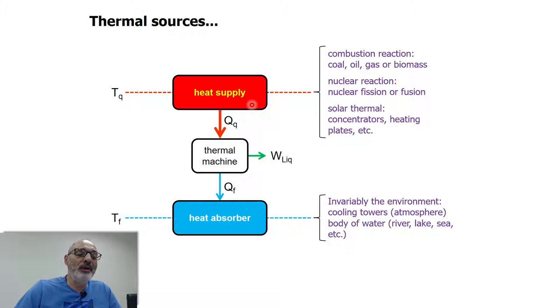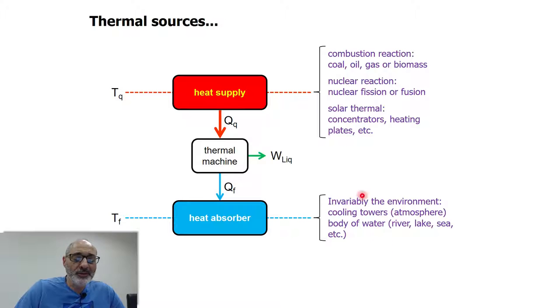The heat supply can come from a combustion reaction, as we are going to focus on in this class: coal, oil, gas, or biomass. These are all thermal power plants, but you can also have heat from a nuclear reaction or from the sun. We are going to have a specific class on this subject. When we talk about thermal power plants, the heat absorber is always the environment: the atmosphere or some body of water like a river, lake, or sea.